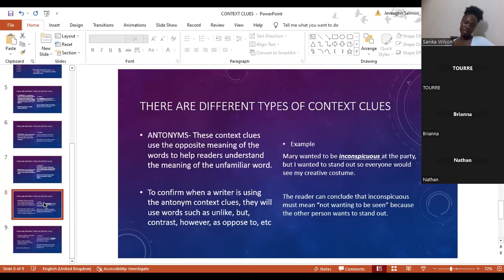All right. So we're at antonyms now. So these context clues use the opposite meaning of the words to help the reader understand the meaning of the unfamiliar word. So to confirm, when a writer is using the antonym context clues, we will see words such as unlike, but, contrast, however, as opposed to, etc. Can anybody tell me any other word when we see that, focusing on context clue, would mean they're using the antonym one? Apart from the words listed there, can you think of any other word?